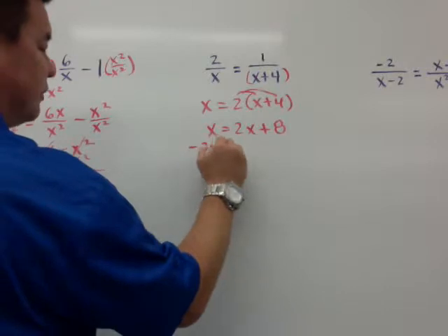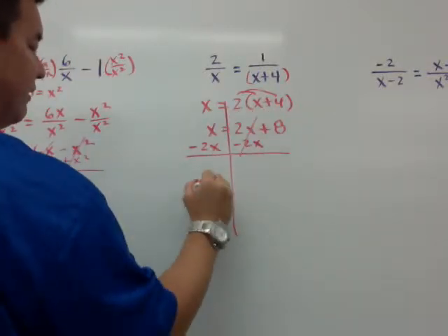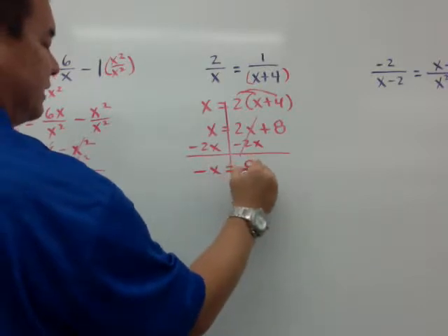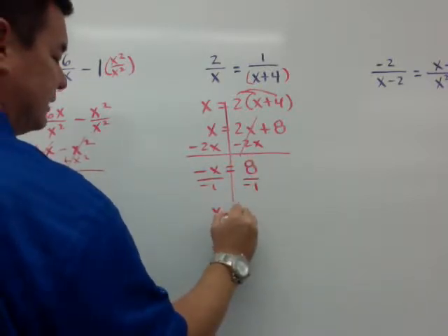Subtract 2x from both sides to get rid of this. And I'll get negative x is equal to 8. Divide by negative 1. And x is equal to negative 8.